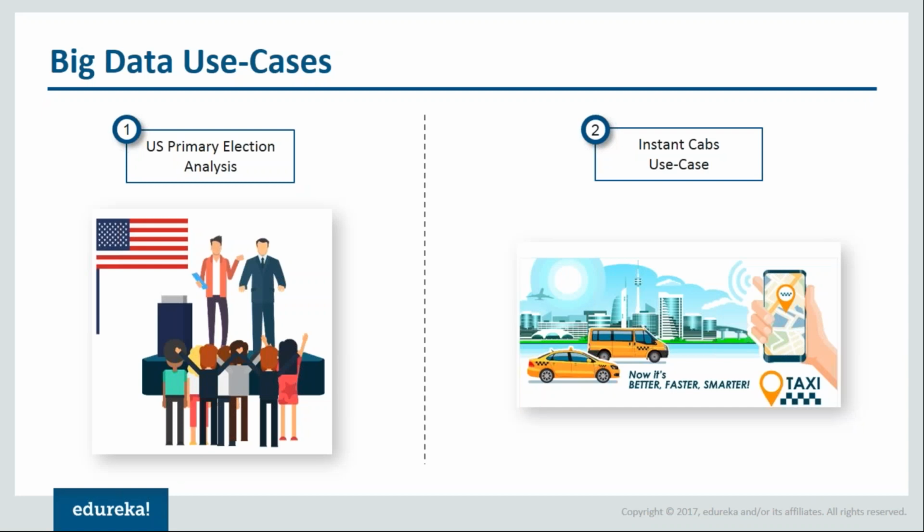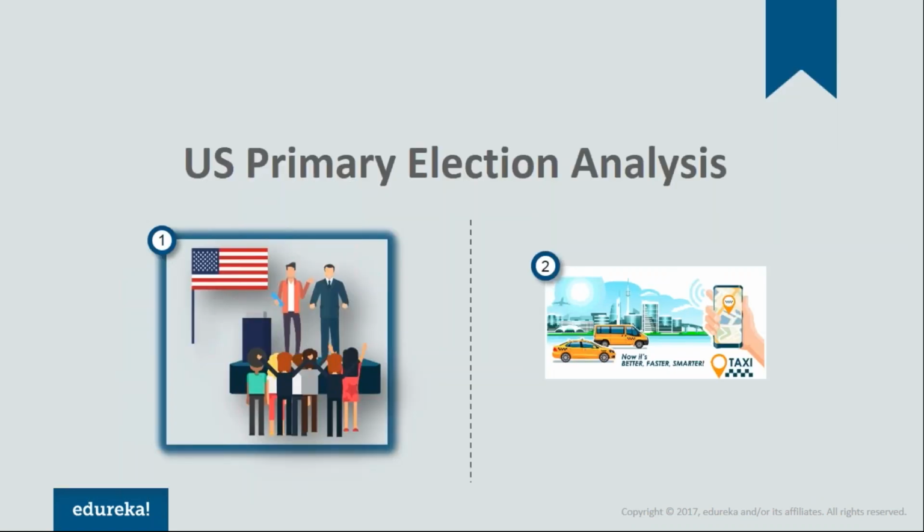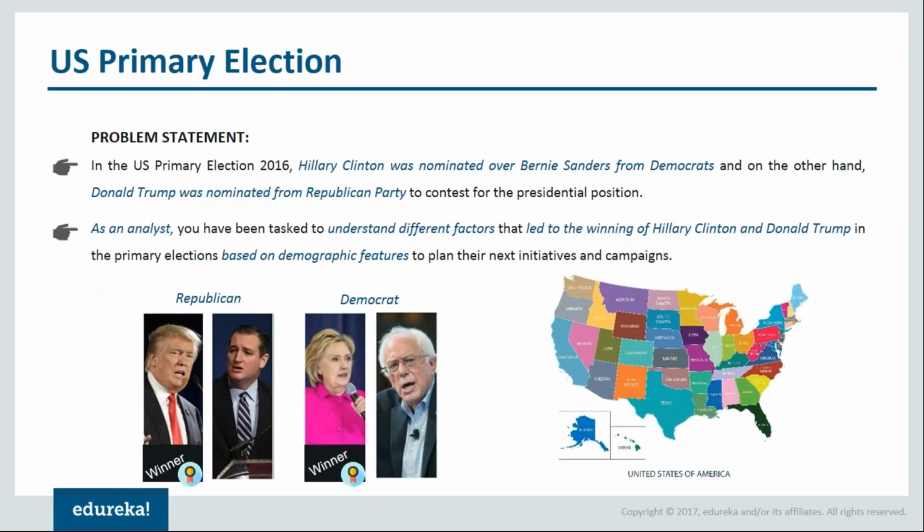These are the two use cases that we'll be dealing with today. The first is the US primary election analysis, and the second is the Instacabs use case. We will begin with the US primary election analysis, and we'll be talking about the primary election in 2016. In the Democratic primaries, the two contenders were Hillary Clinton and Bernie Sanders, and Hillary Clinton won. For the Republicans, there was Donald Trump, Ted Cruz, and a few other contenders, out of which Donald Trump won.